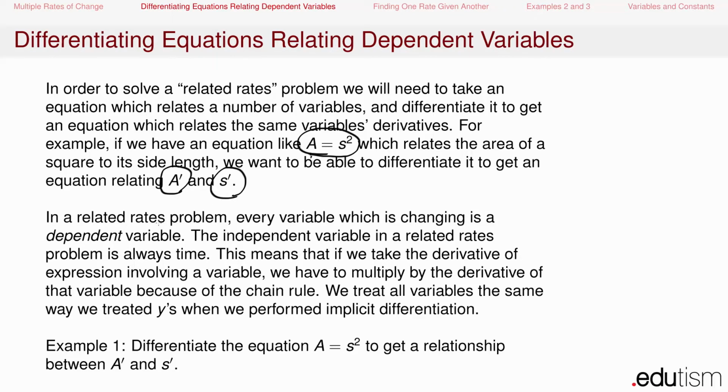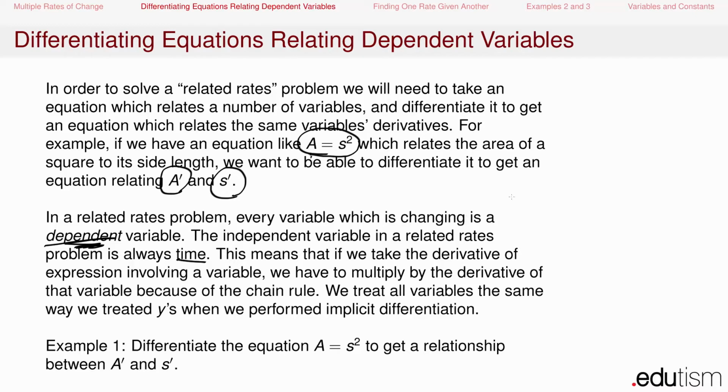In a related rates problem, every variable which is changing is a dependent variable. We treat it like a y. The independent variable in a related rates problem is always time. This means that if we take the derivative of an expression involving a variable, we have to multiply by the derivative of that variable because of the chain rule.